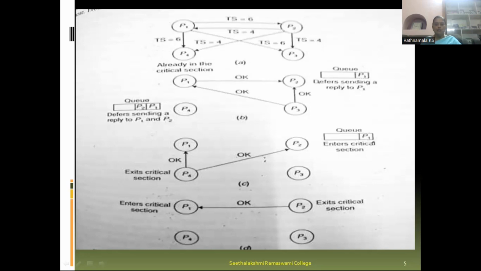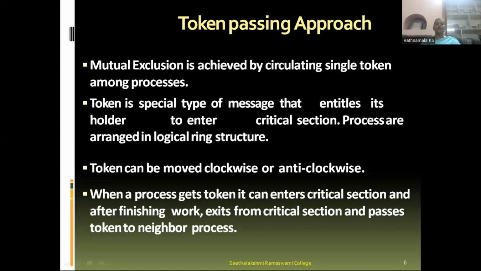Hope you understood this. The next one is the token passing approach. By the name itself, you can understand, it is circulating a single token among the processes. So mutual exclusion is achieved by circulating a token among the processes. The processes are arranged in a logical ring structure, that is, a round structure.